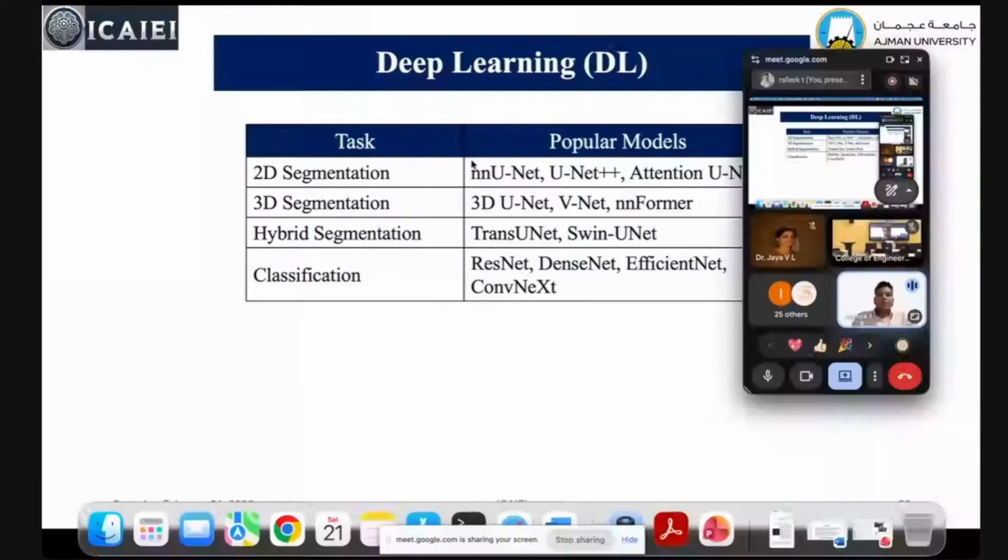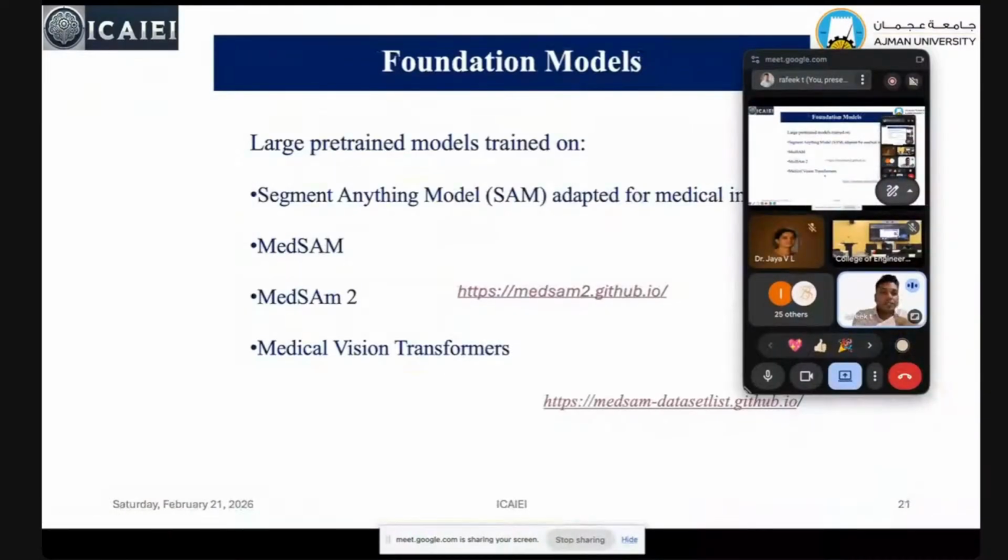Also they released a large data set, the medical vision transformer data set and data list, in the GitHub repository. Check the data set, pure medical imaging data set, on this platform also.